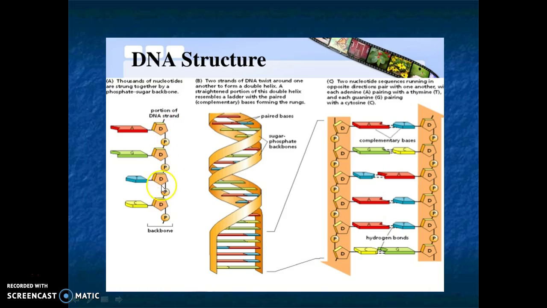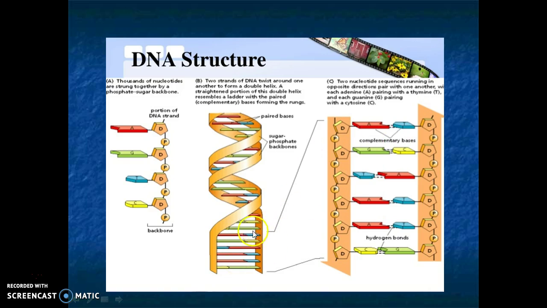Linking them together, now we're starting to build our polymer. This is the backbone, the side. If we refer to the DNA as a ladder, these are the sides of the ladder. So your sugar and your phosphate make up the backbone, or sides, of the ladder. And then the rungs of the ladder are made up of the nitrogen bases, A, T, C, and G.